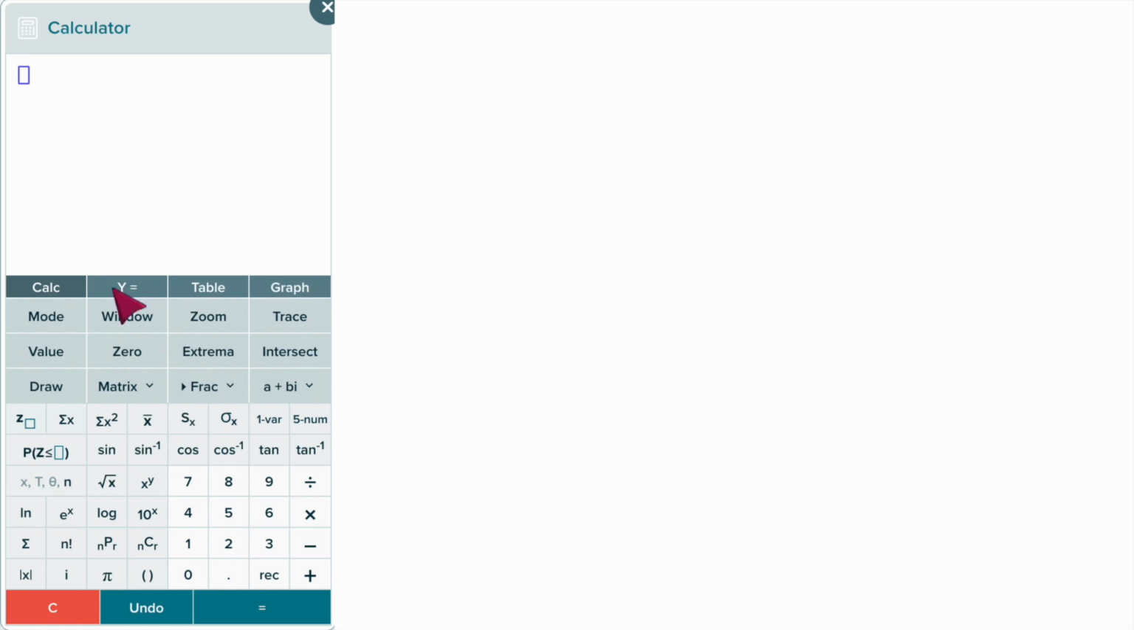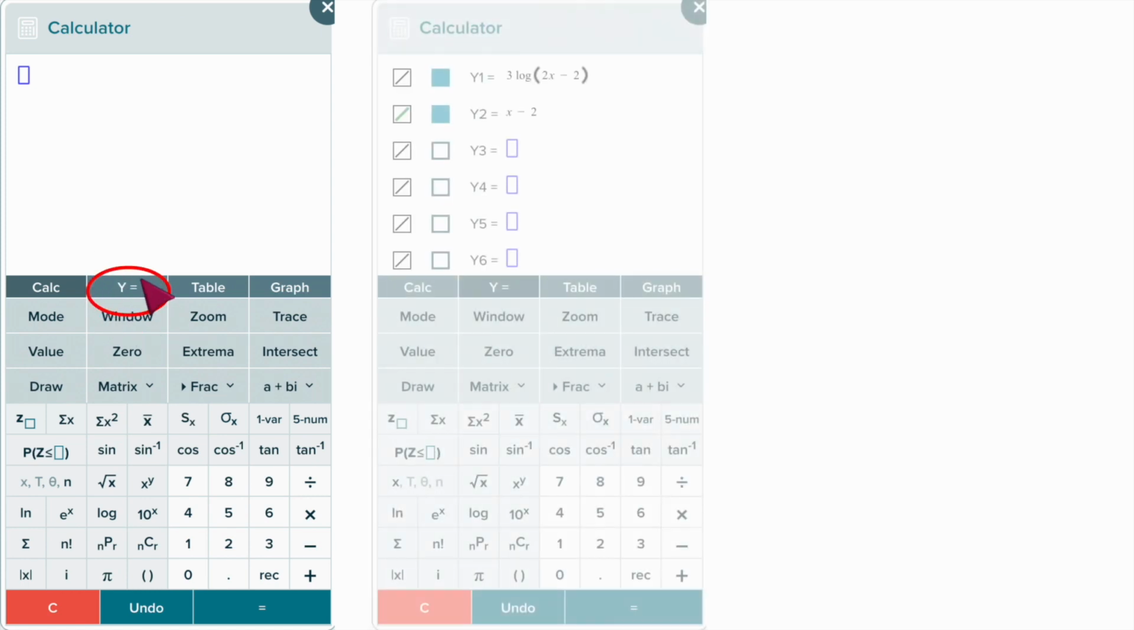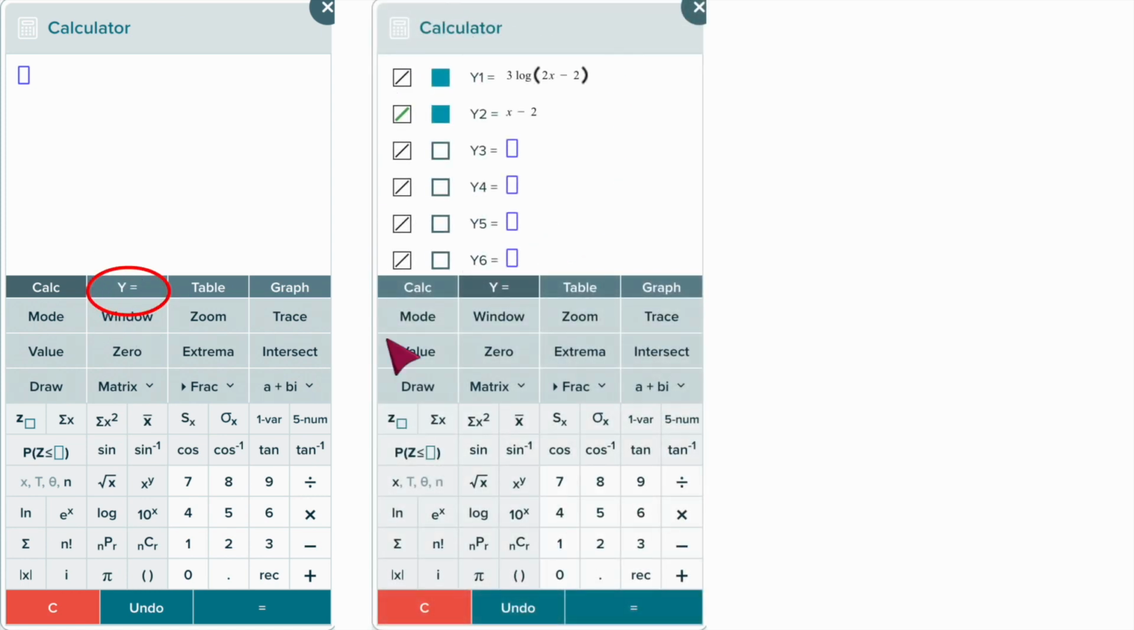So here's the calculator when you first open it. This is the graphing calculator, definitely a little bit more involved than our regular calculator. This is the calculate feature, so you can see this one's a little darker blue because I'm on just the calculate window. I'm going to click on y equals, and it opens up this window. Now you can see I've already typed in, for y1, the left side of my equation, and for y2, the right side of my equation.